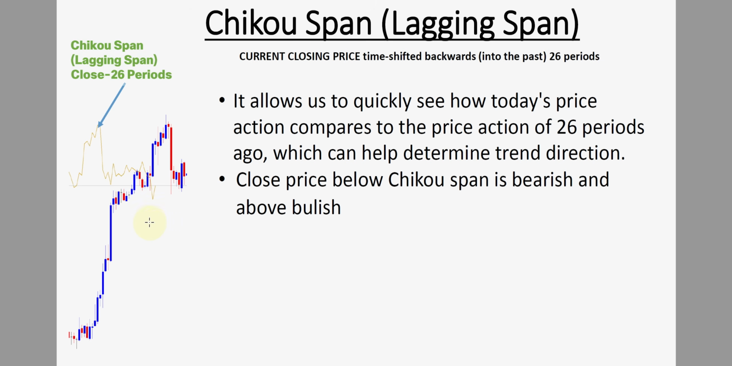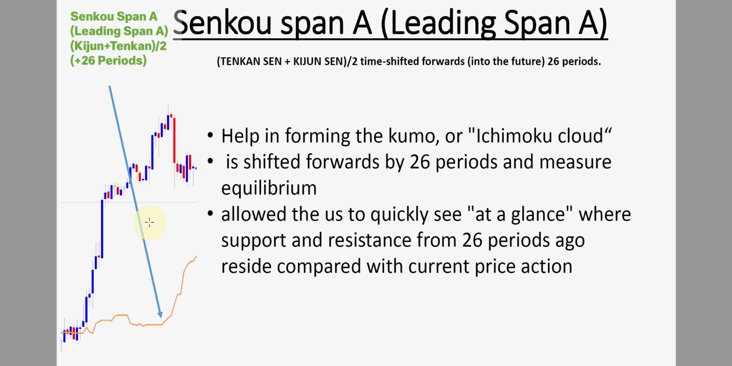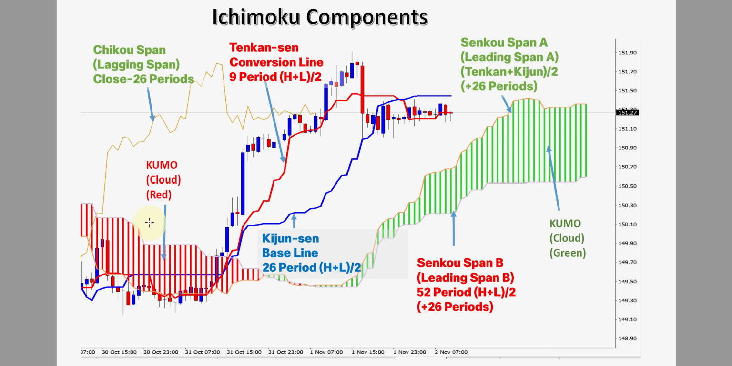It is very important. The next indicator we look at is called the Senkou span A. Let me show you where it is in the components. This is the Senkou span A up here.